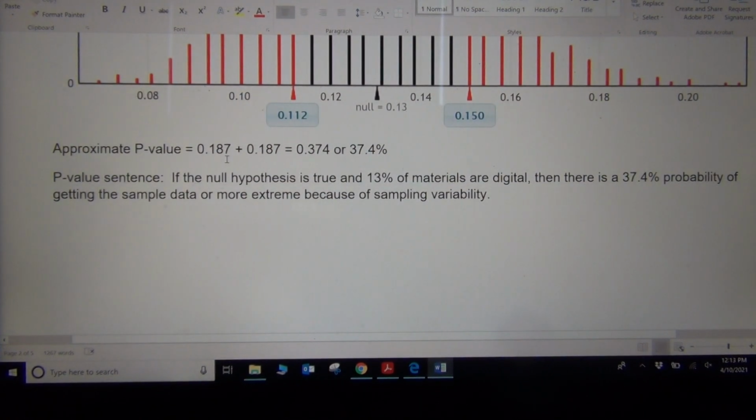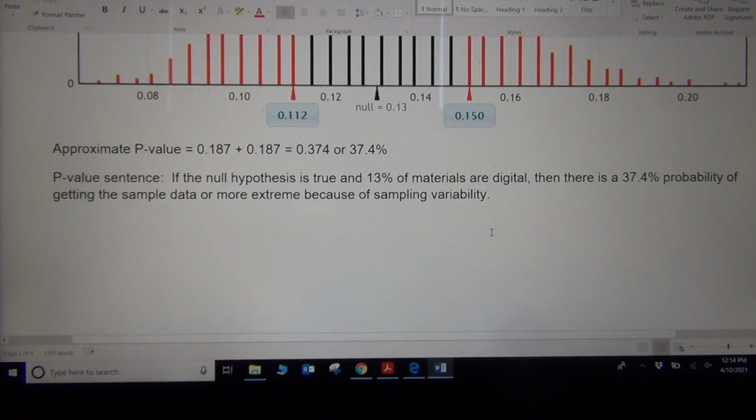So 0.187 plus 0.187 would be 0.374. Ours was 0.188, so this would be 0.376 here instead, so we'd have about a 37.6% p-value. Notice again, your p-value on simulation might be slightly different than the one in the answer key. Again, that has to do with sampling variability. So if the null is true and 13% of materials are digital, there was a 37% probability of getting the sample data or more extreme because of sampling variability.